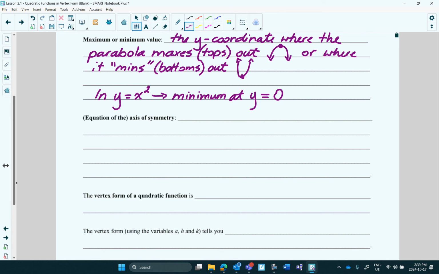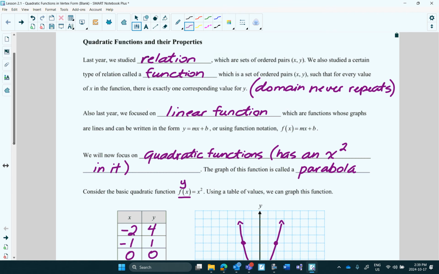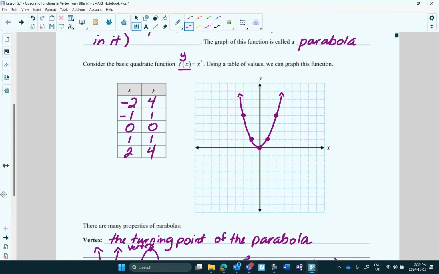So, with a parabola, think about it this way. Where could I draw a line through the parabola so that it's symmetrical? In the middle, on the y-axis. In this case, on the y-axis. This would be the axis of symmetry. So the axis of symmetry is always a vertical line.